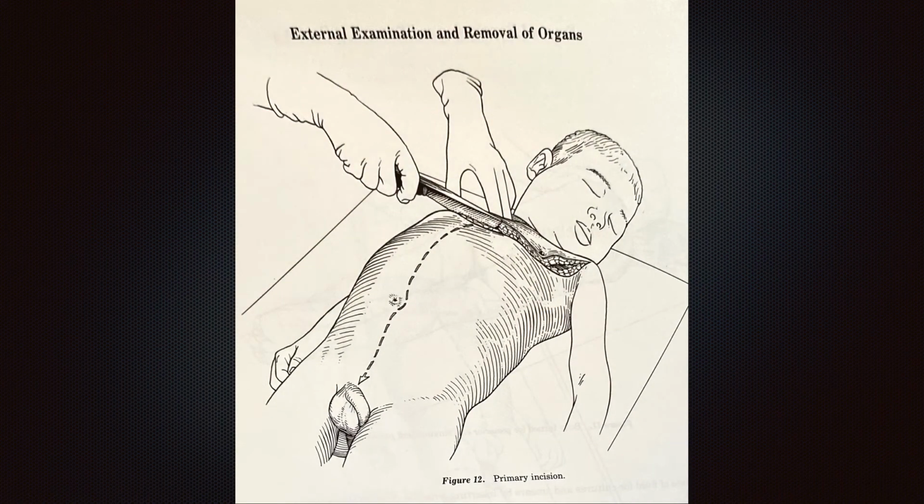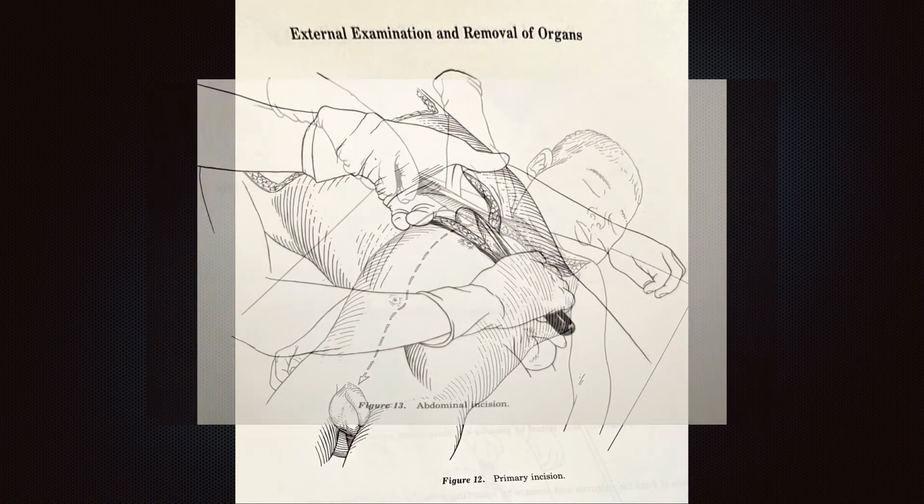So here you can see the pathologist or autopsy technician making the initial Y-shaped incision onto the body. I generally prefer to use a scalpel to do this. This looks like they're using sort of a large knife. The other thing to note is that this book is from 1962, and the people performing the autopsy may not always be wearing the proper PPE here.